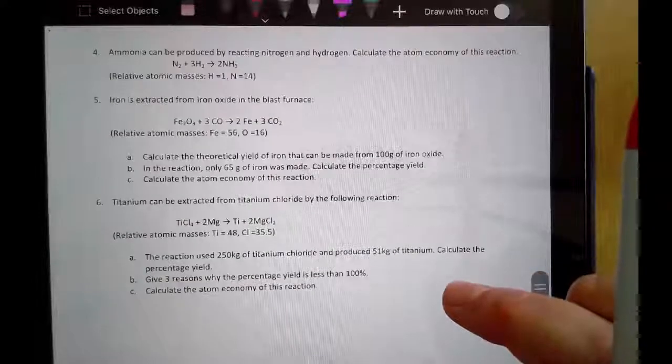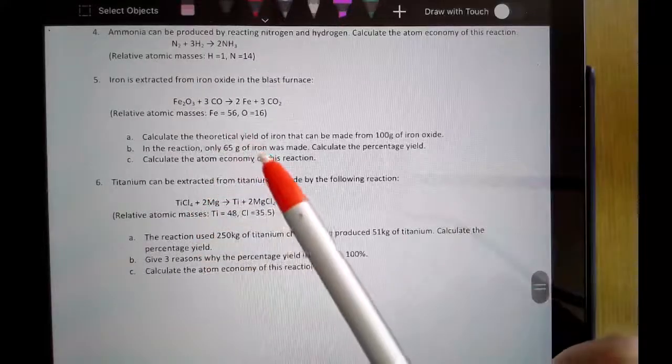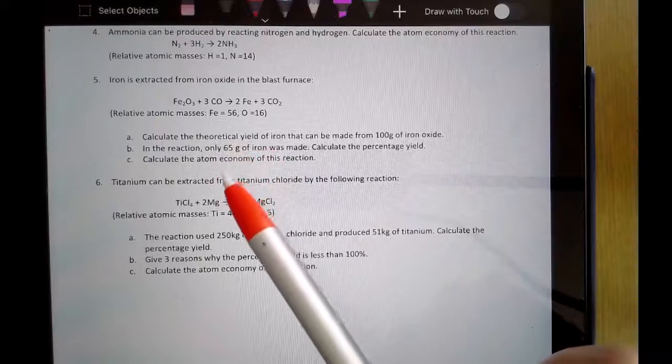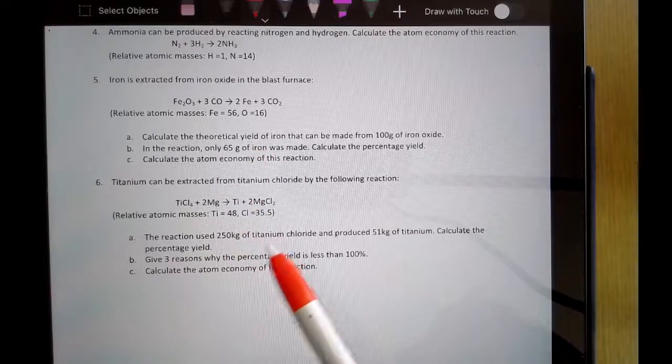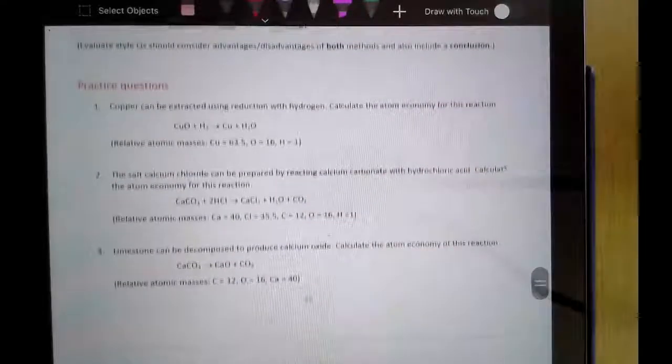And then at the end, in questions 5 and 6, I get you to do some theoretical yield from the previous video, as well as doing some atom economy. So it's kind of both of them together. So that's the work that you are going to be set in class.